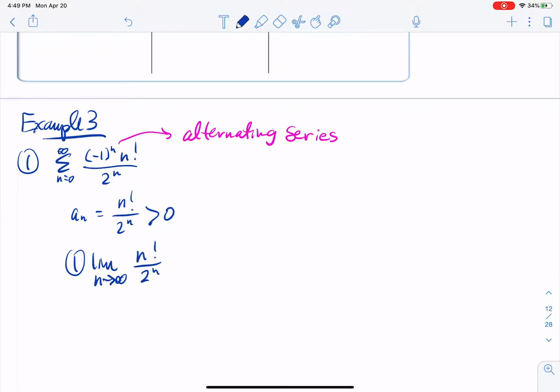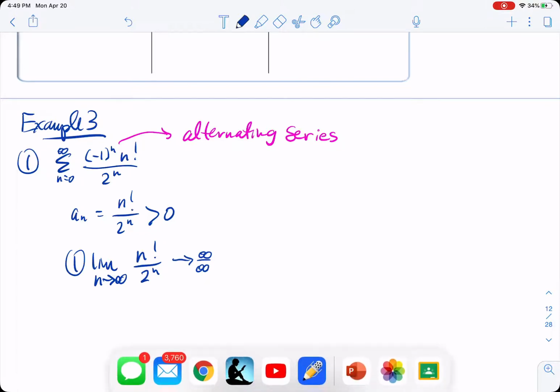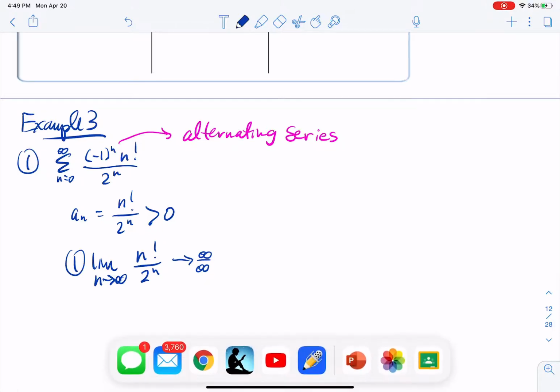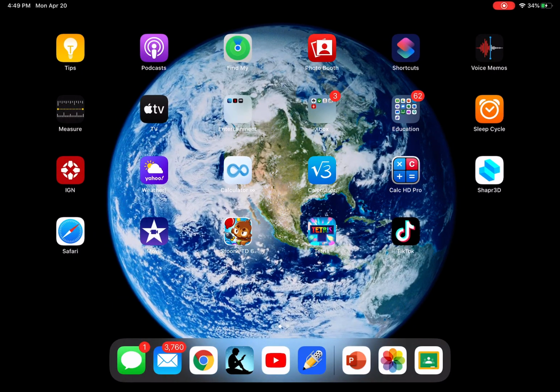If you were to stick in infinity, you pretty much get infinity factorial over 2 to the infinity. That's infinity over infinity. And the problem with this one is that L'Hopital's rule is not going to be very helpful because n factorial is not continuous. You're not going to be able to take its derivative. Let's compare it on a calculator. Let's just see which one of those things grows faster.